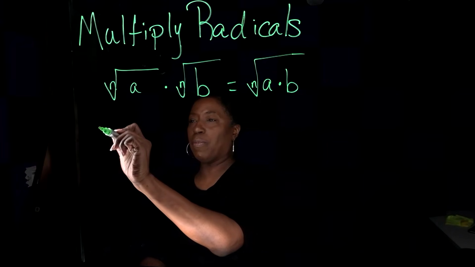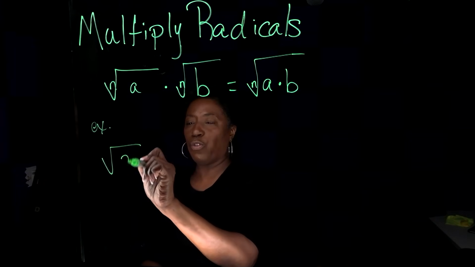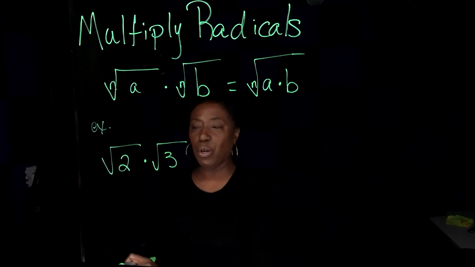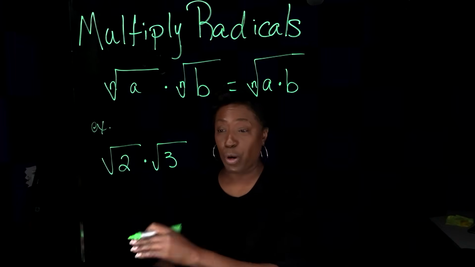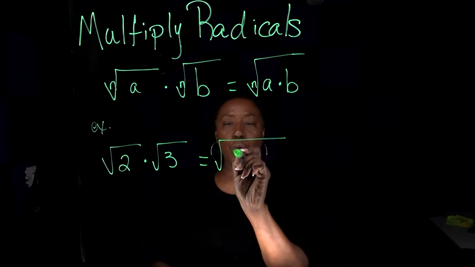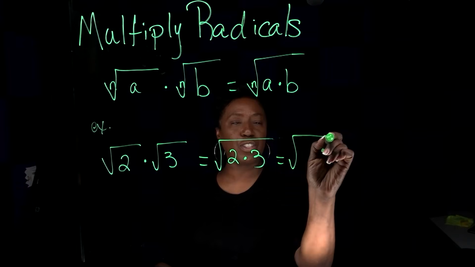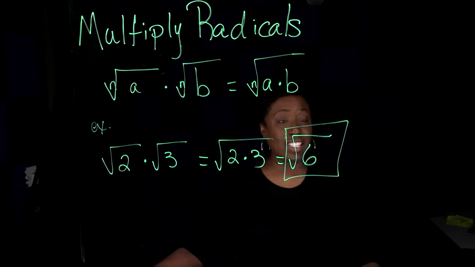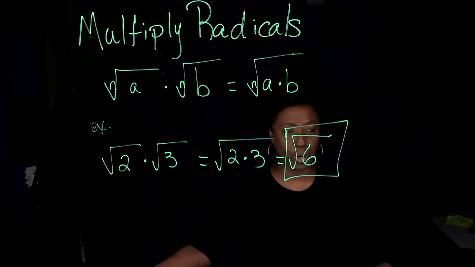So for an example, if I have the square root of 2 times the square root of 3, and again we note that our index is the same here. They're both 2's. That's why we say square root. The square root of 2 times the square root of 3 is equal to the square root of 2 times 3. Multiplying our 2 times 3, we have the square root of 6, which is in its simplest form. It doesn't have any perfect square factors. So we will leave that as the square root of 6.